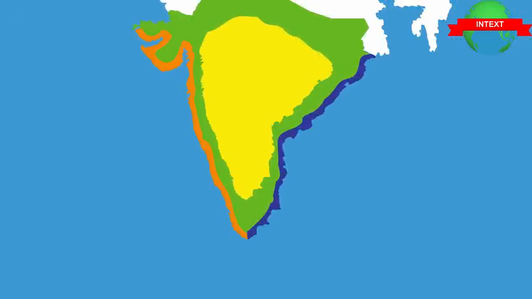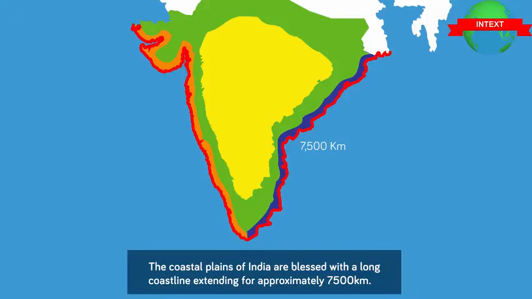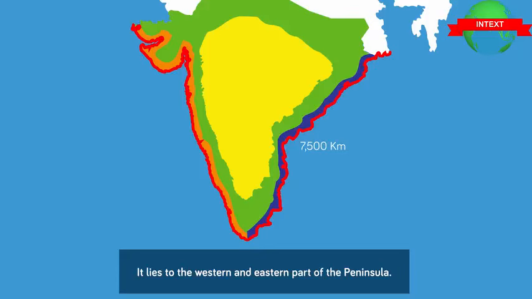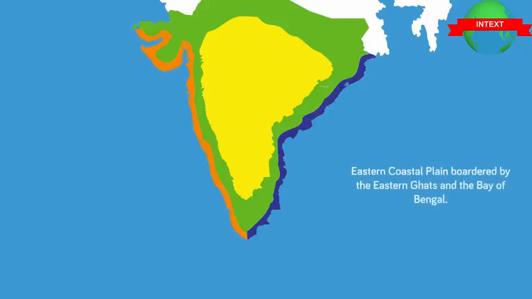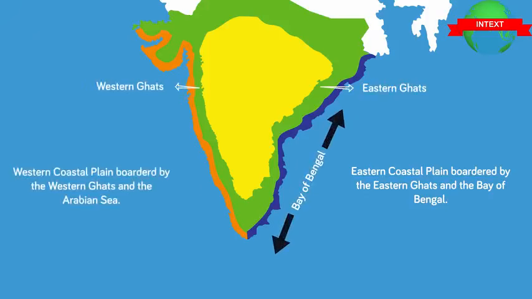Let's take a glance at the coastal plains. The coastal plains of India are blessed with a long coastline extending for approximately 7,500 kilometers. It lies to the western and eastern part of the peninsula. Its western and eastern coastline show remarkable dissimilarities, such as the eastern coastal plain bordered by the Eastern Ghats and the Bay of Bengal, and the western coastal plain bordered by the Western Ghats and the Arabian Sea.